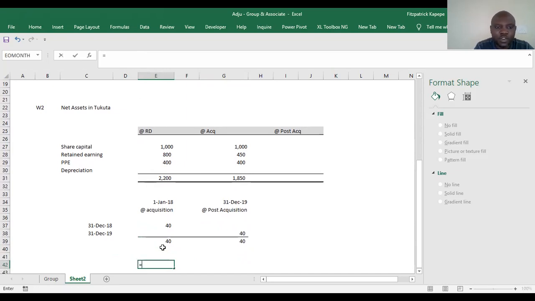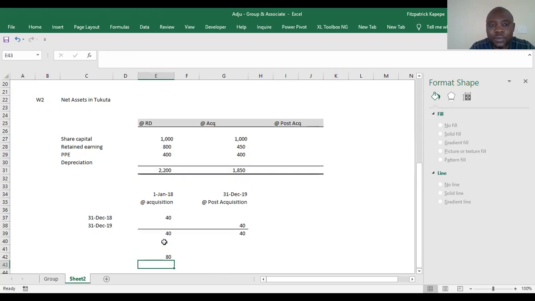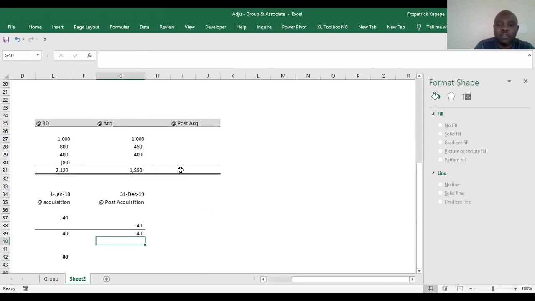For 2 years. Because how did you calculate? You calculated the 40, and the 40 only goes up to 31st December 2018. But the balance sheet is showing 31st December 2019. So there were 2 years that need to be accounted for, which should now come in here as that. Agreed? Yes. So post-acquisition is basically that minus 1850. Come on now.